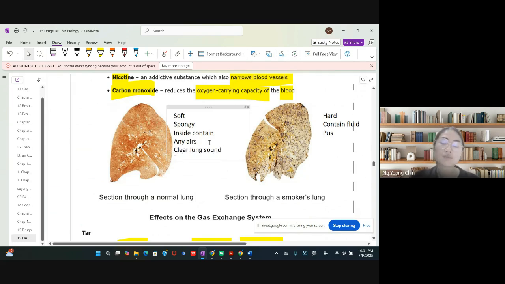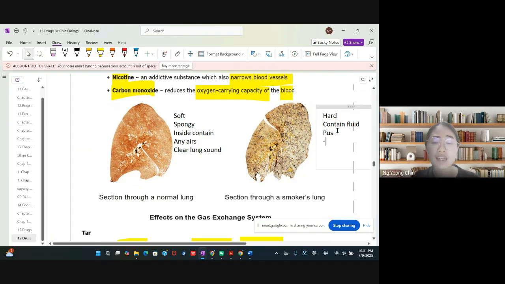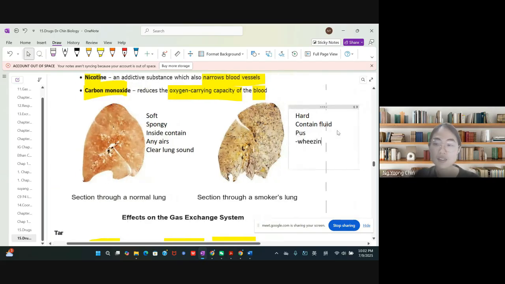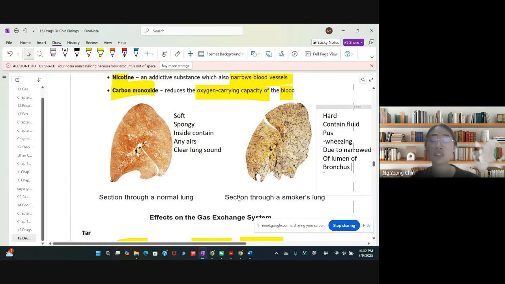A clear sound means that whenever the doctor auscultates your lungs with the stethoscope, you just hear a very clear lung sound, 就好像空气里面的这个风吹过而已. But when they auscultate your lungs, they can hear a very large or noisy sound inside. That means wheezing. Wheezing is due to the narrowing of the lumen of the bronchus. Next time I will show you a video of the wheezing sound, how it sounds due to the narrowing of the airway.